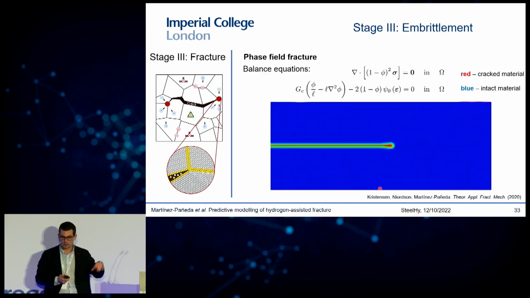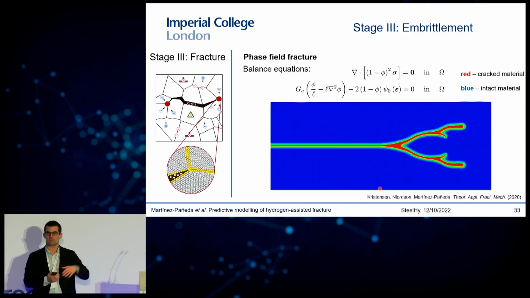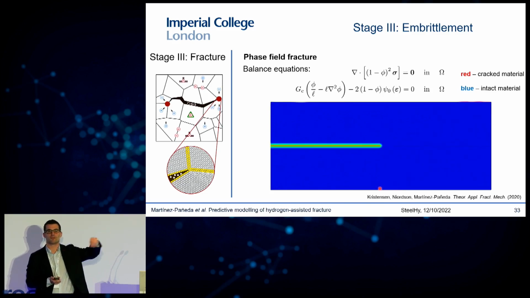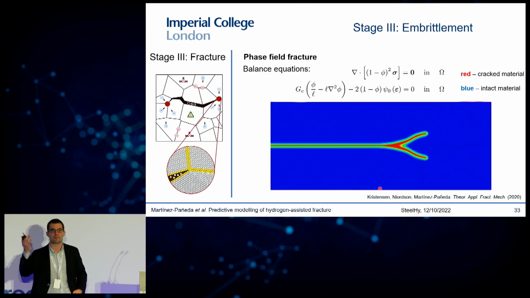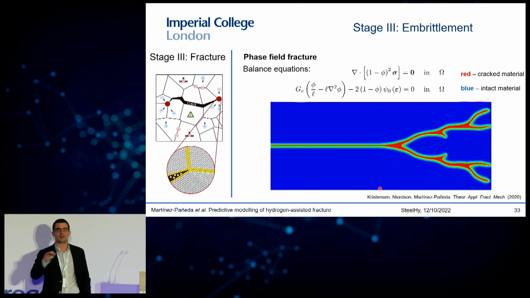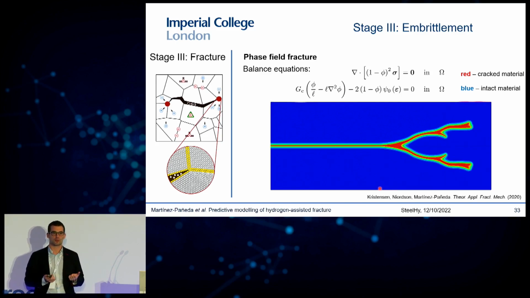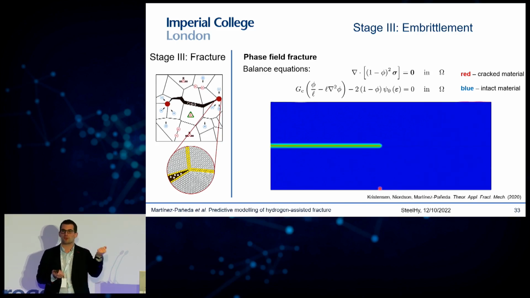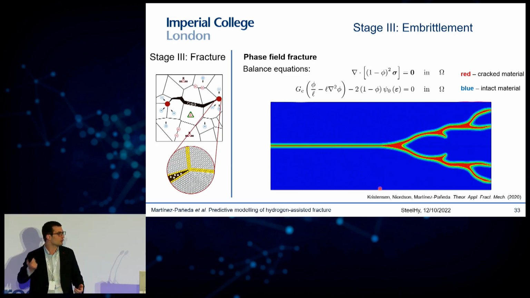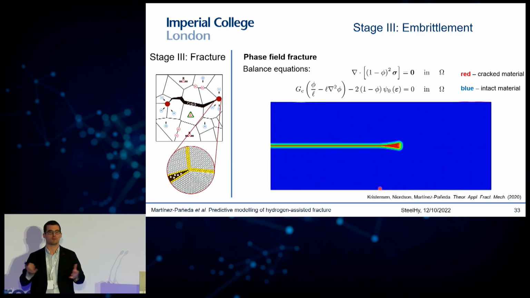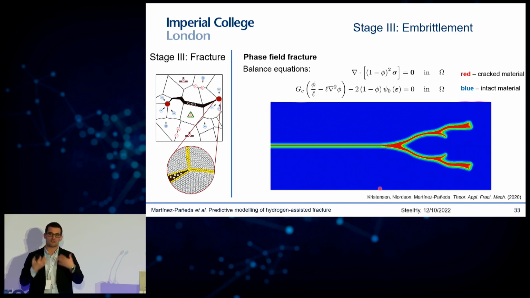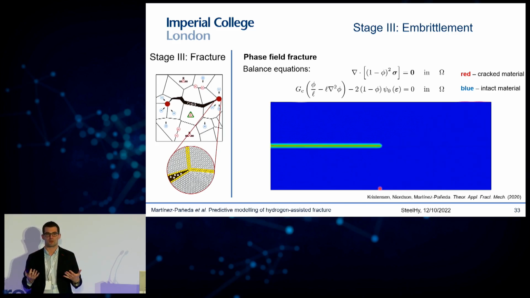And you can get a good overview by looking at the balance equations. So we have the standard balance of linear momentum, with the phase field degrading the load-carrying capacity of the solid. And then you have this evolution equation for the phase field, which is essentially a competition between the critical energy release rate, so the toughness, a material property, and the energy stored in the solid, so this is the strain energy density, which evolves with mechanical straining. And just by solving this additional differential equation, you're able to capture very complex cracking phenomena.